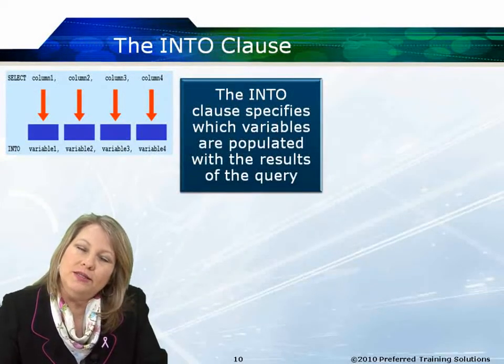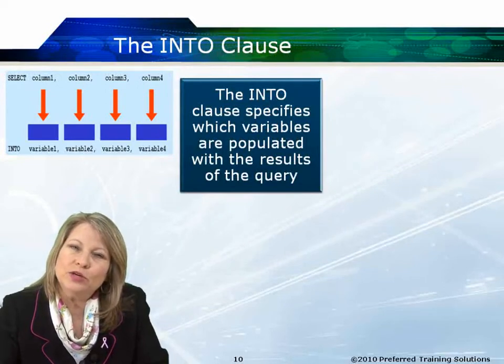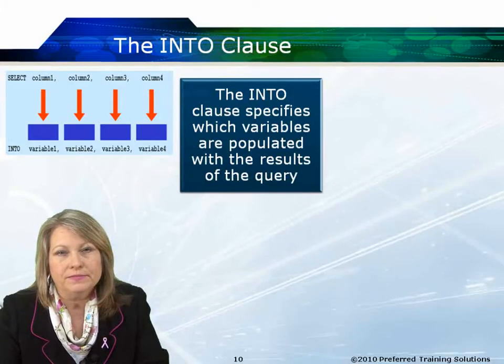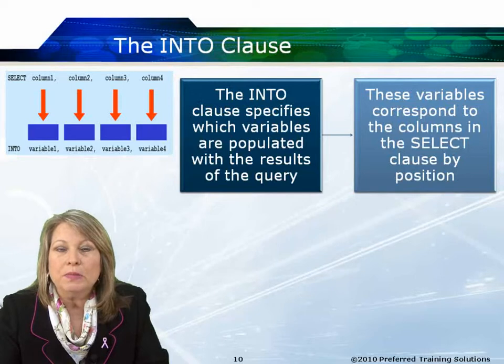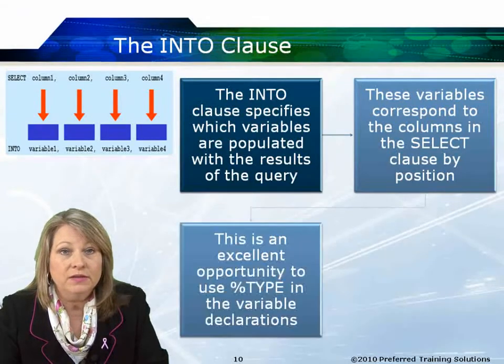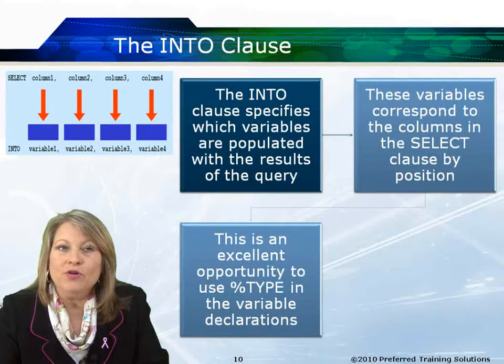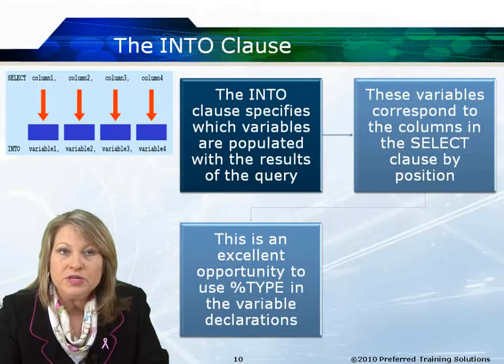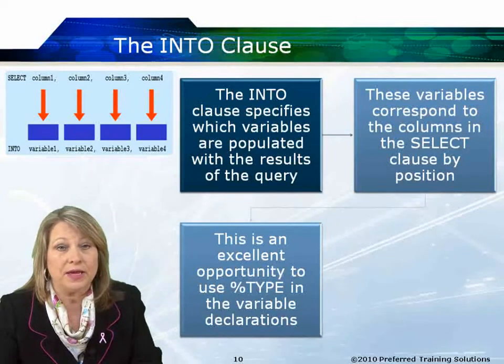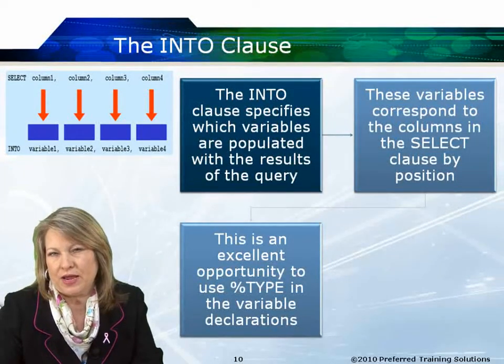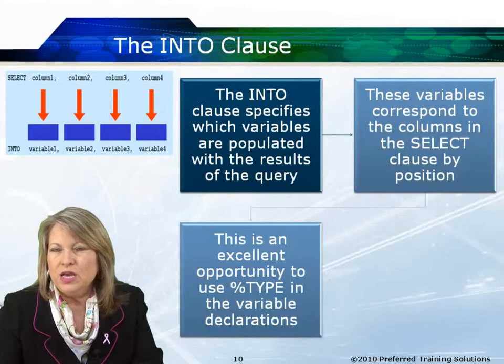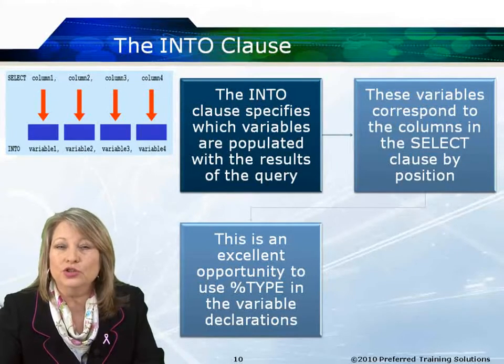Now the into clause is what's going to specify exactly which variables are populated with the results of the query. And again, they're going to correspond one-to-one. The variables are going to correspond to the columns in the select list based on position. And of course, since we have to declare variables to hold column values from the database, don't forget about percent type anchoring that we've talked about in previous modules. This is an excellent opportunity to use percent type when you declare these variables.